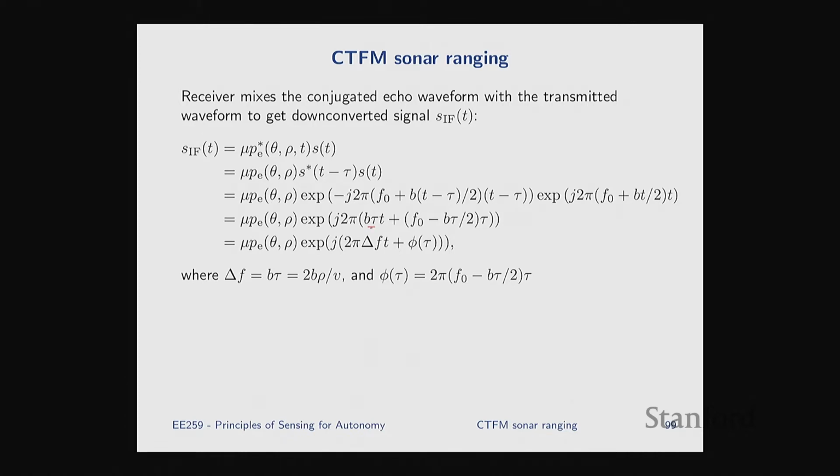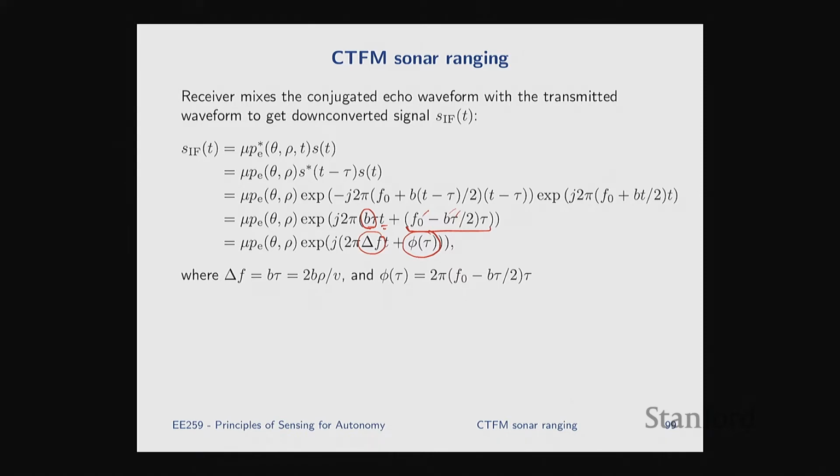Inside the exponent, you get this b times tau times t, and that's the only term that has time dependence. And you get something that depends on f0 and b and tau, but there's no t dependency in it. So that's just a constant phase for us, right? So we can basically refactor this, and this b times tau, we call that our delta f. Right? And everything else, just call that phi of tau. It's just a constant phase, basically, for the duration of the received echo.